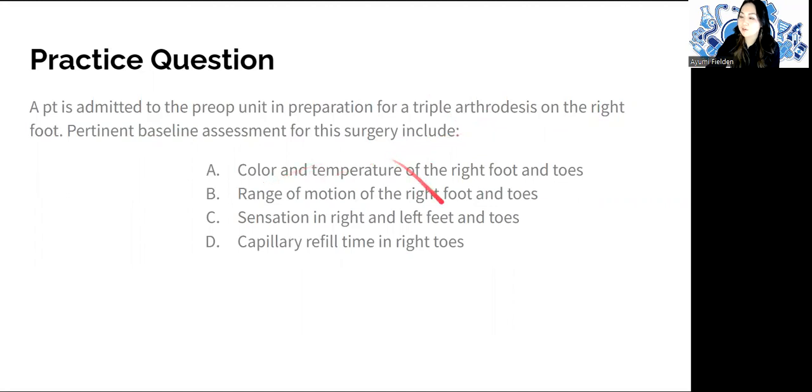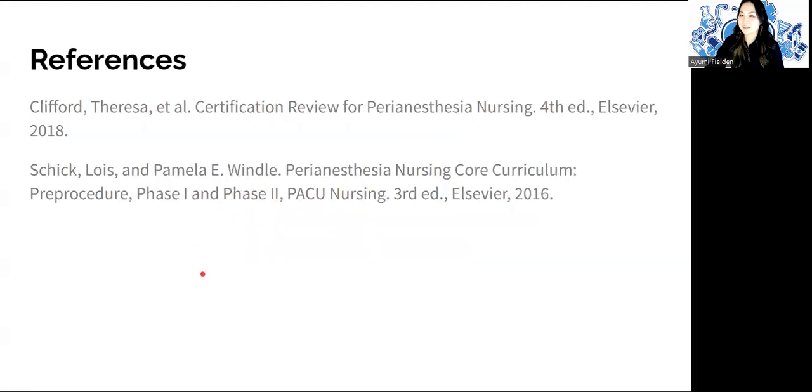Color and temperature of the right foot and toes. Just the right foot? Or do you need to know both? That's a good question, right? Okay, move on. Range of motion of the right foot and toes. Okay. Sensation in right and left feet and toes. That's probably right. If you are recovering this patient, you want to know if this patient already had numbness on the left side, or whether it is caused by positioning during the surgery, right? So you want to know both. Anytime you're assessing a patient, you're assessing both sides. So yes, C is the correct answer.